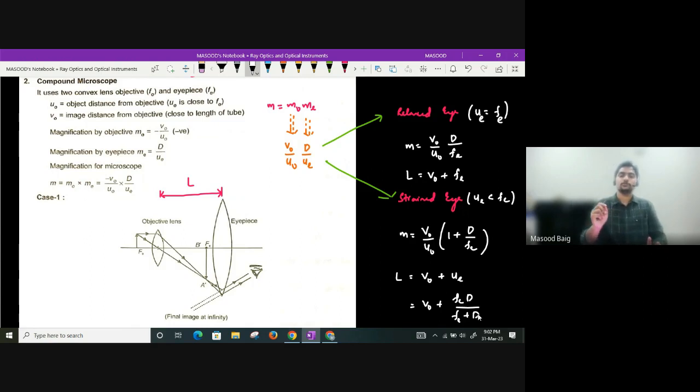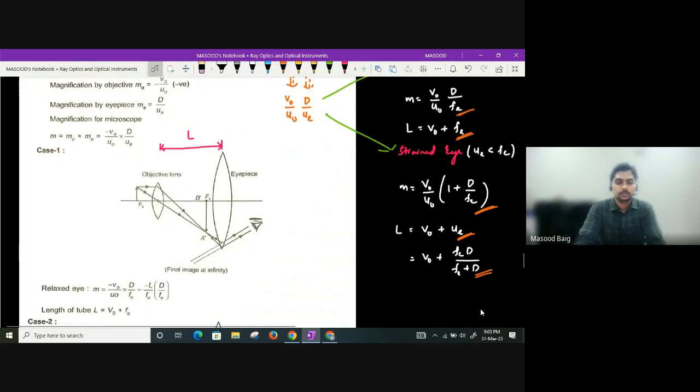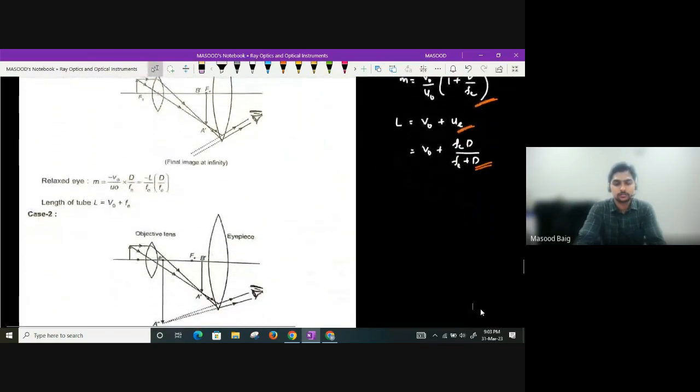Whatever is the function of simple microscope, same will be the function of eyepiece used in compound microscope as well as telescope. So there in relaxed eye, object distance was equal to focal length. Here in relaxed eye, object distance from eyepiece will be equal to focal length of eyepiece. There in strained eye, object distance was less than focal length. Here in strained eye, object distance from eyepiece will be less than focal length of eyepiece. Clear all of you? Clear everyone? Yes, sir. Length of the tube is nothing but distance between the objective lens and eyepiece lens, guys. Clear? Understood or not? I'm not drawing the ray diagrams here. Okay, I have already written the formulas.